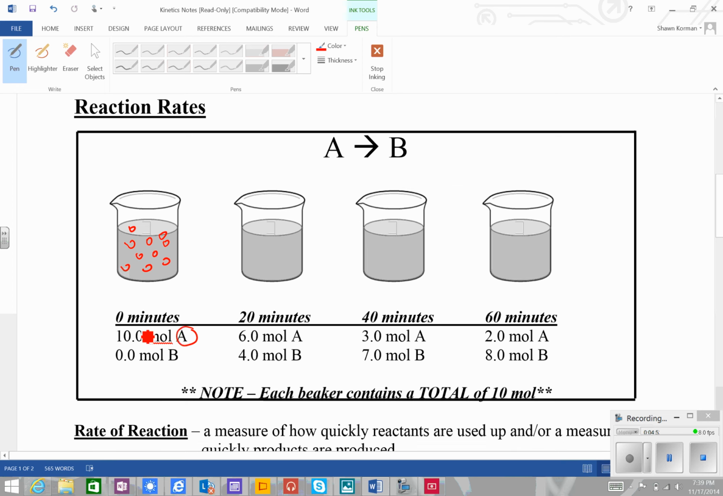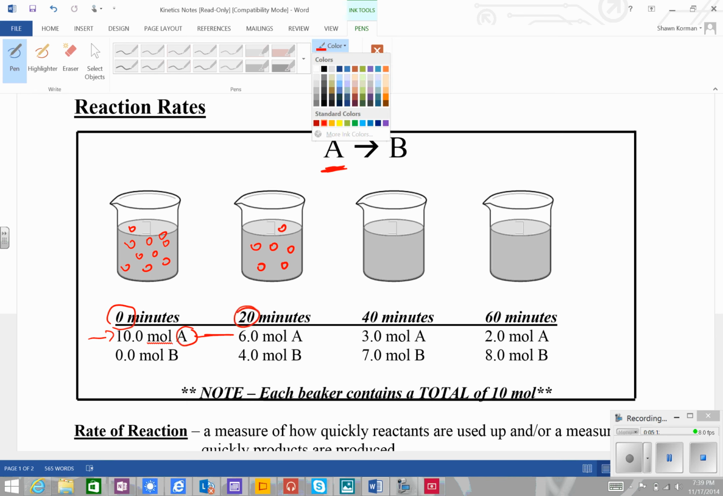So for the next one, this was at 0 minutes. There's no reaction yet. So you see only A, only our reactant is there. Now as time starts to go on, at 20 minutes, it's telling us that our reactant A has gone down to 6 moles. So I'm only going to draw 6 little red dots. And now we've made some product because this reaction has started to take place. So I'm going to use blue for mine. I'm going to do 4 moles of product. So you can see the reaction has started to take place.